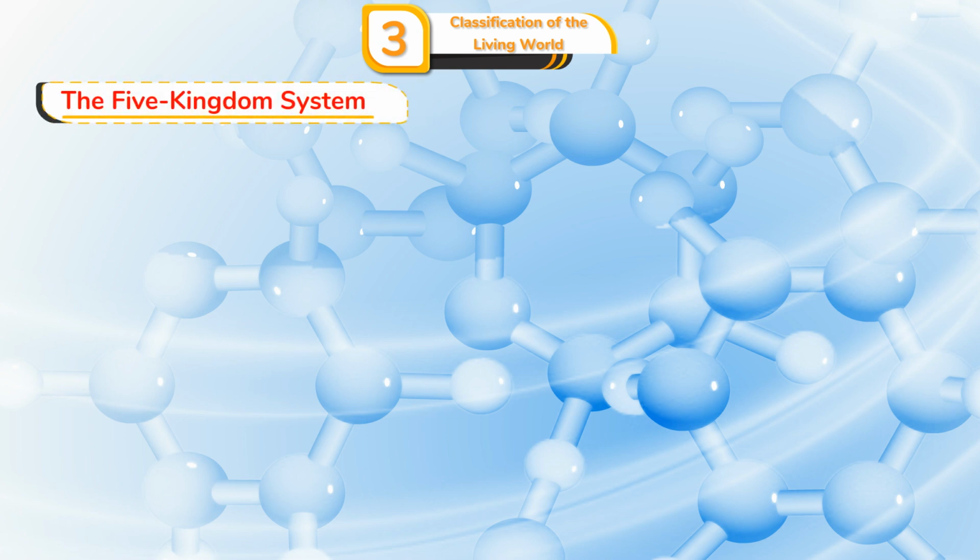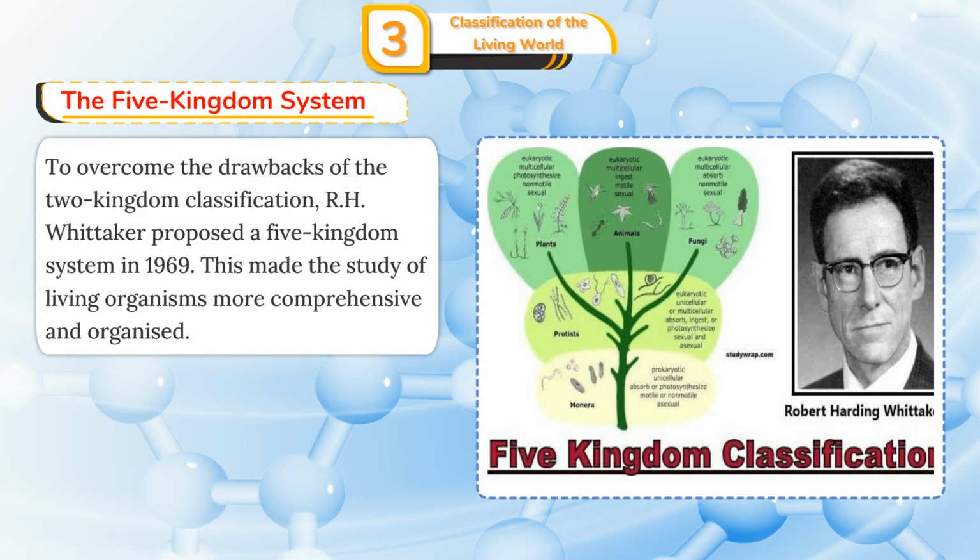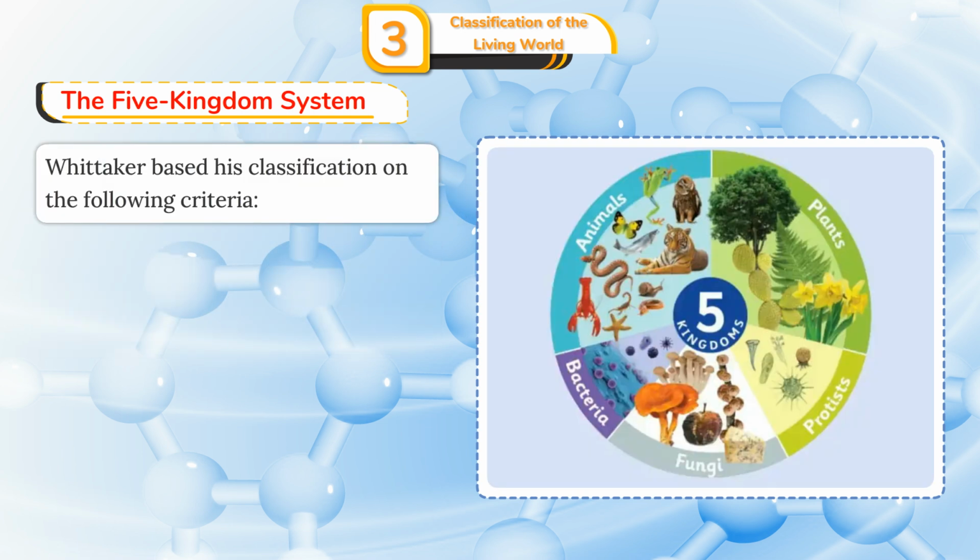The five-kingdom system. To overcome the drawbacks of the two-kingdom classification, R. H. Whittaker proposed a five-kingdom system in 1969. This made the study of living organisms more comprehensive and organized. Whittaker based his classification on the following criteria.